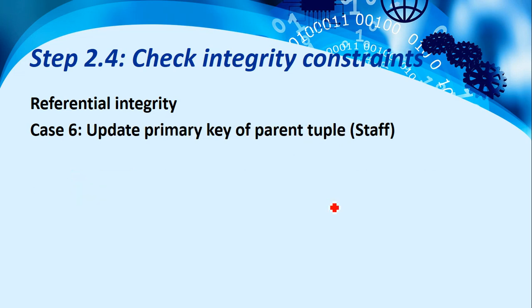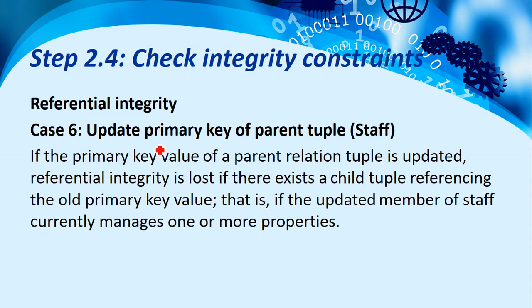And 6, update primary key of parent tuple. So if the primary key value of a parent relation tuple is updated, the referential integrity is also lost. Same with the delete. So if there exists a child tuple referencing the old primary key value, that is, if the updated member of staff currently manages one or more properties. So how do we handle this issue?